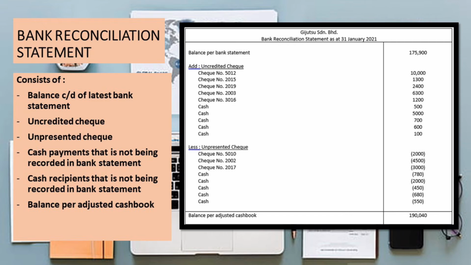After doing the workings with the numbers, make sure that the last total is the same as the balance in the adjusted cash book, so that the bank reconciliation statement that we prepared is precise and correct. That's all for our conclusion part.